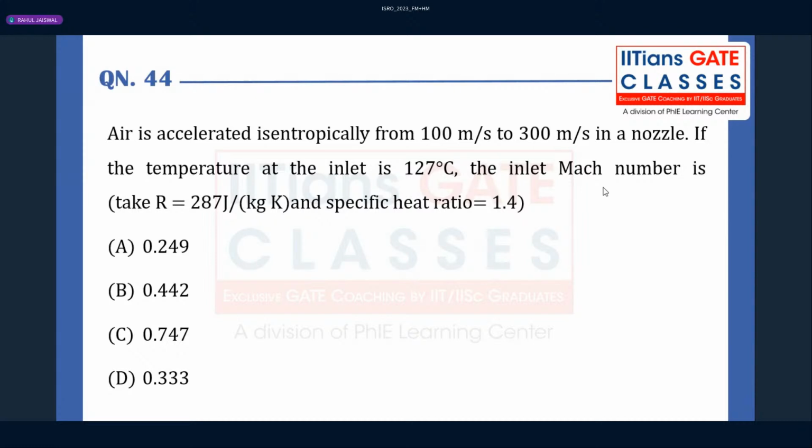Air is accelerated isentropically from 100 meter per second to 300 meter per second in a nozzle, right? And here they are asking, if the temperature at the inlet of the nozzle is 127 degrees centigrade, the inlet Mach number will be what?